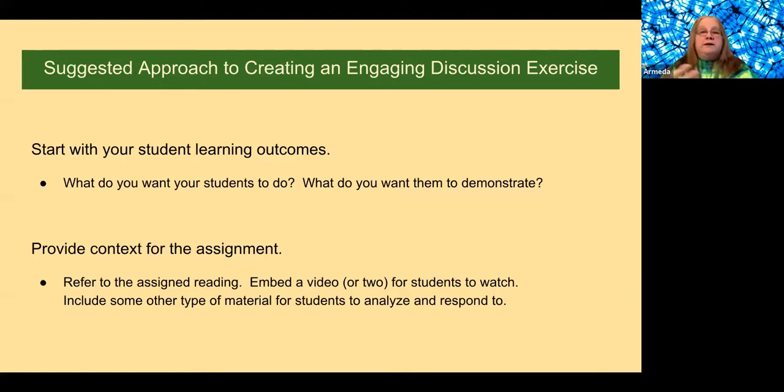Right now with the COVID-19 pandemic going on, I'm bringing in a number of news articles. In my American Public Discourse class, we're going to be reviewing how the media is framing the pandemic that we're in right now. So it just depends upon what your content area is. But bring in something that students might get excited about that still relates to what you're trying to teach in terms of your student learning outcomes.